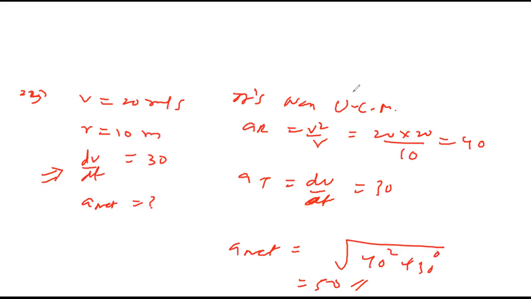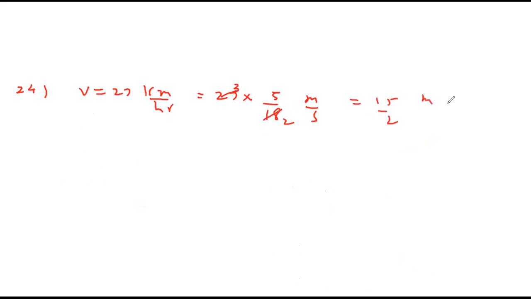Twenty-fourth, similar type. A cyclist is moving with a speed of 27 kilometer per hour. That is 27 into 5 by 18 meter per second. 9 into 2, 9 into 3. 15 upon 2 meter per second.